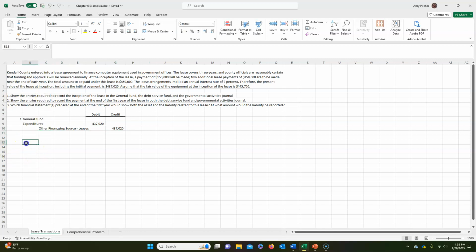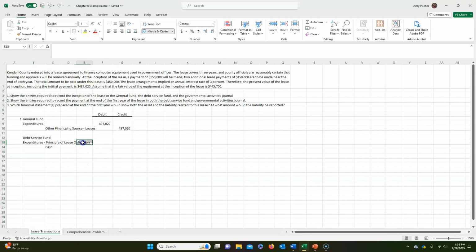Okay. In the debt service fund, we have a debit to expenditures, principal of lease obligation, and then a credit to cash. So at the very beginning, we're just recording the $150,000 payment at the beginning in the debt service fund.